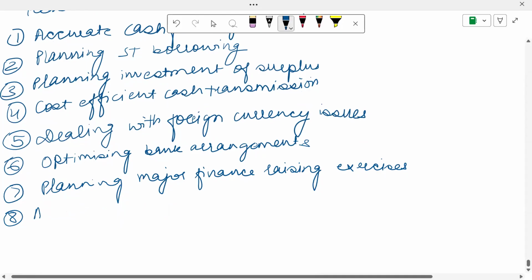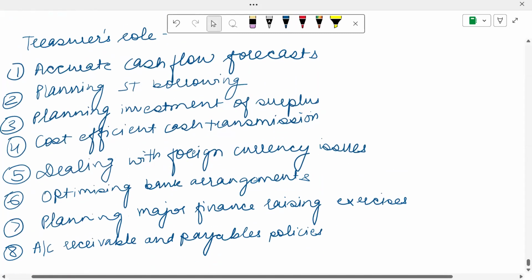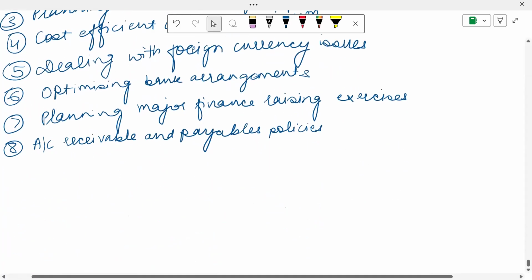And then he also has to look after the account receivable and payable policies. How much time do you allow your customers to pay money to you, and how much time do you take to pay your suppliers? So all of these policies are going to be, again, a part of the treasurer's role.